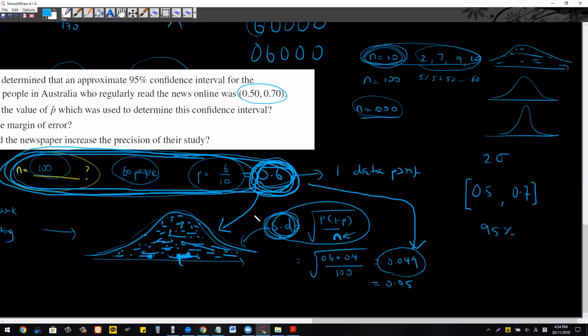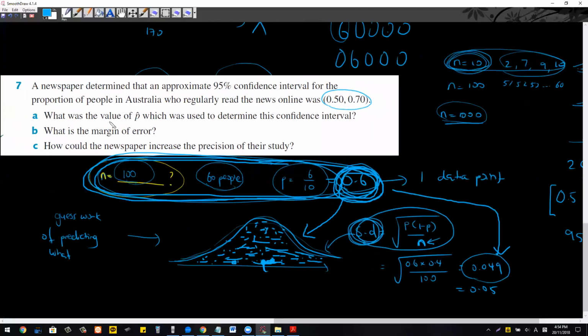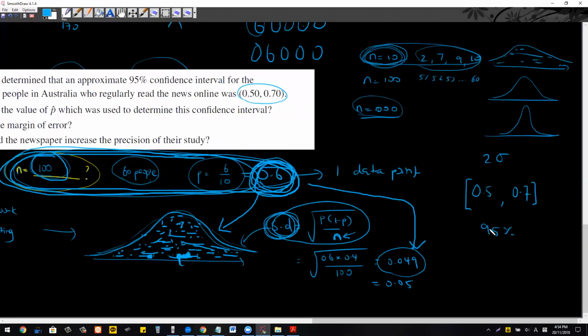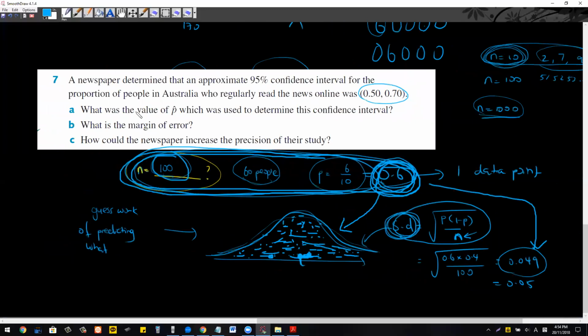So here's the thing. In question 7, they didn't tell us how many people they asked, right? But I just guessed that this is 100 people. This is just lucky, you know. And then I figured out the 95% confidence interval to be between 0.5 and 0.7. This is asking what was the value of the p which was used to determine this confidence interval? Well, it must be halfway between these two, true? There must be 0.6.